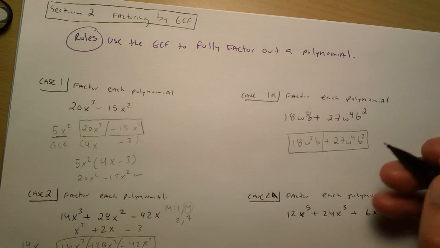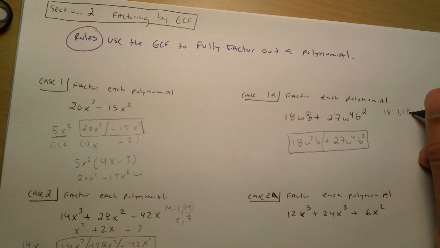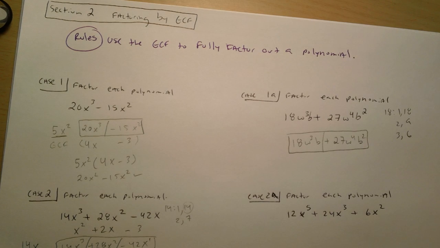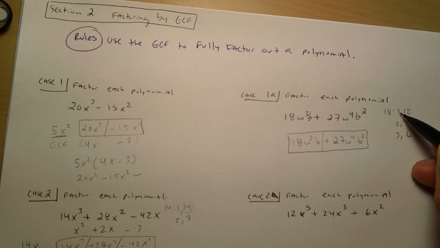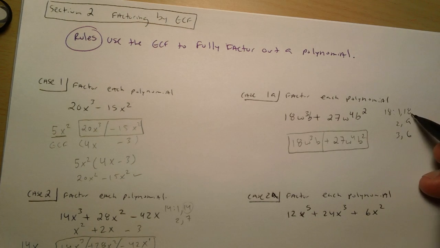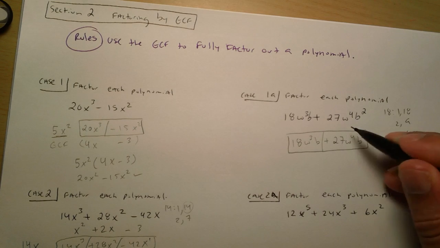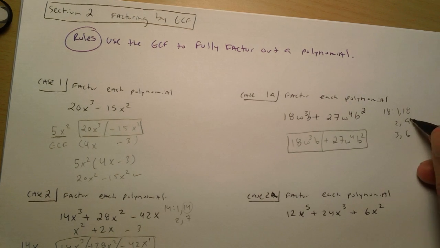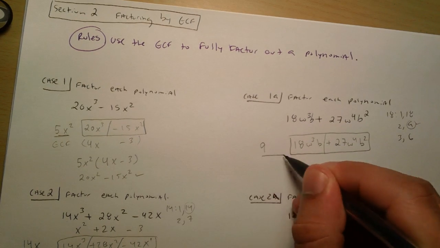What's the greatest common factor between 18 and 27? We have 18: 1 and 18, 2 and 9, 3 and 6, and I believe that's it. So let's try to see. Does 1 fit into 27? Yes. Does 18 fit into 27? No. Does 2 fit into 27? No. Does 9 fit into 27? Yes. Does 3 fit into it? Yes. Does 6 fit into it? No. So 9 will be our greatest common factor for 18 and 27. So it's put off to the side, and it's part of our GCF.